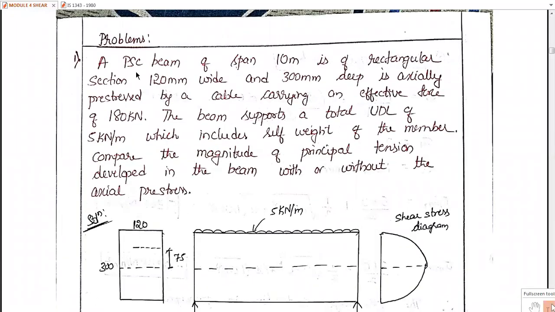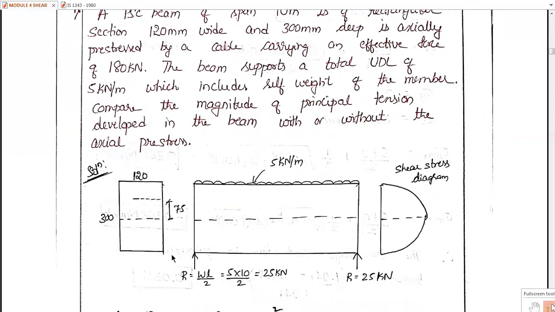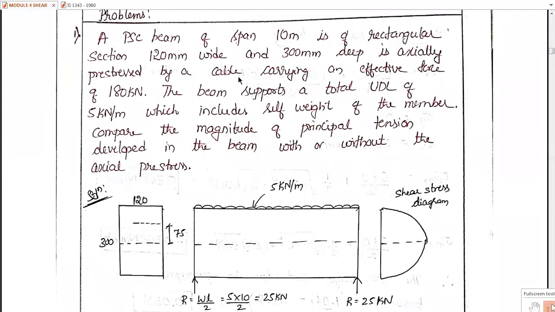Here the problems are too easy. We only need to find out sigma maximum and sigma minimum, that is major principal stress as well as minor principal stress. Problem: A PSC beam of span 10 meter of rectangular section 120 mm wide and 300 mm deep is axially pre-stressed by a cable carrying an effective force of 180 kN. Means the breadth of the beam is 120 mm, depth of the beam is 300 mm, the length of the beam is 10 meter. It is pre-stressed axially, means the axial effective force in the cable is 180 kN.